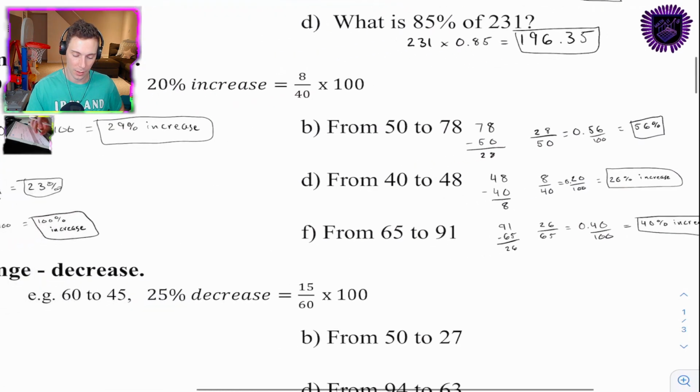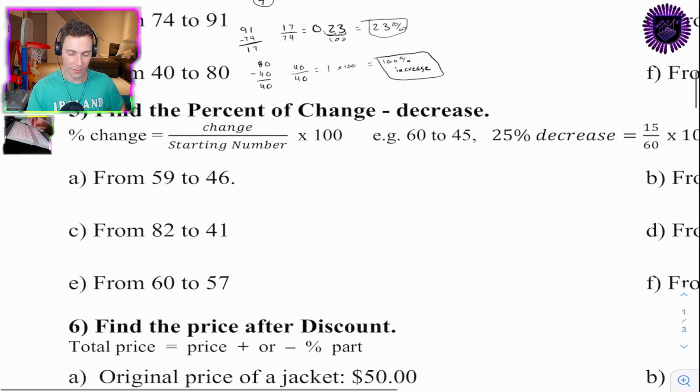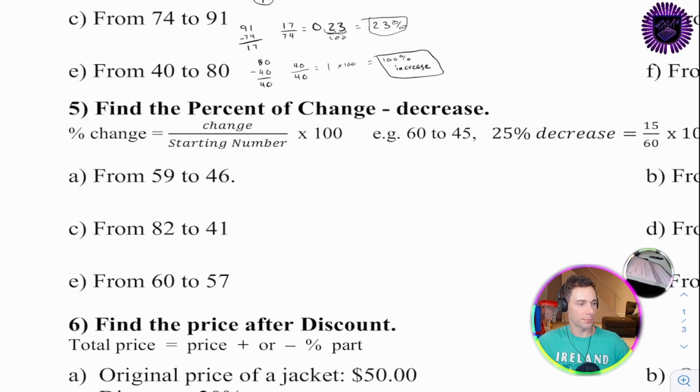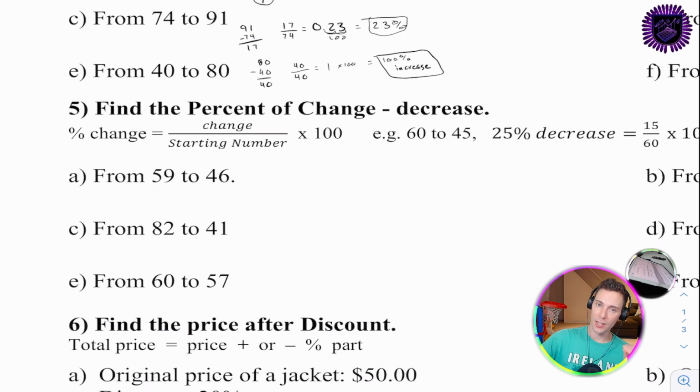Okay. Question 5. We're talking about percentage of change decrease now. Percentage of change decrease. So this is all decreasing changes. So again, we need to use our starting point. So this one was right. This other one was weird.